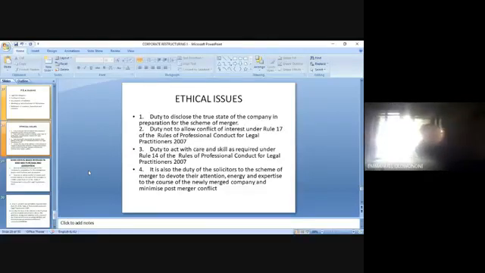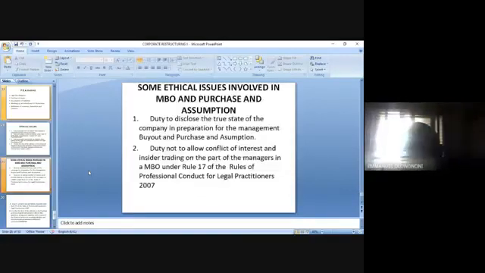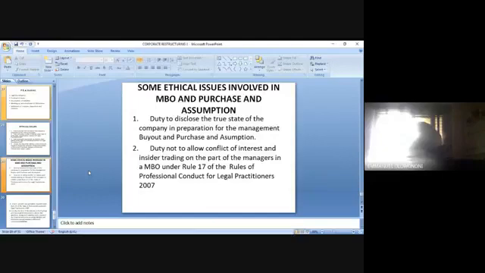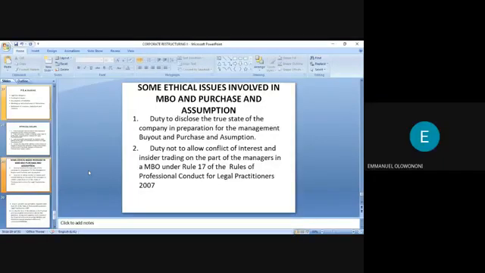That is why I elaborated on the need for a merger agreement that will be explicit, that will cover all terms and conditions, agreement, and consensus of parties reduced into writing so that nothing is left out and nothing is left for assumption. All right. And then, in respect of management buyout and purchase and assumption, number one, there is the duty to disclose the true state of the company in preparation for the management buyout and purchase and assumption, and the duty not to allow conflict of interest and insider trading on the part of the managers, especially under Rule 17 of the Rules of Professional Conduct for Legal Practitioners.